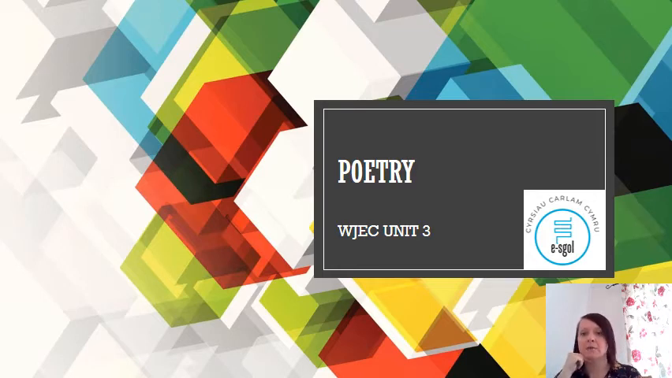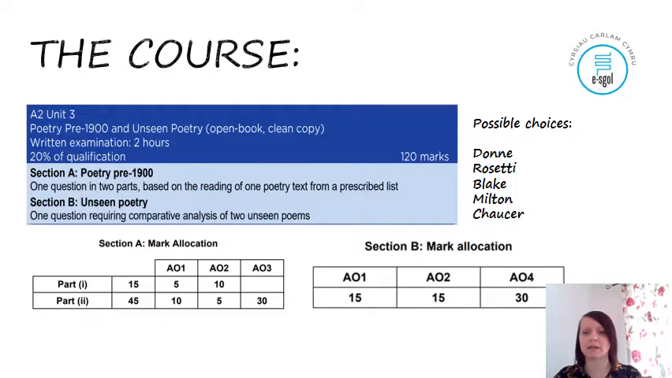Like I said, we're going to be looking at the Unit 3 part of the paper. We looked last week at Unit 3, Section A, and we're looking this week more at the Section B part, so the unseen. Just to familiarise yourself with the course and the paper, we went over this a little bit last week, looking at the possible choices you could have for your course: Donne, Rossetti, Blake, Milton and Chaucer, and the split between both papers.